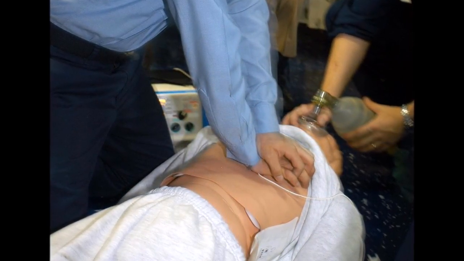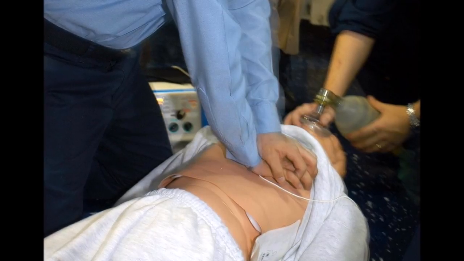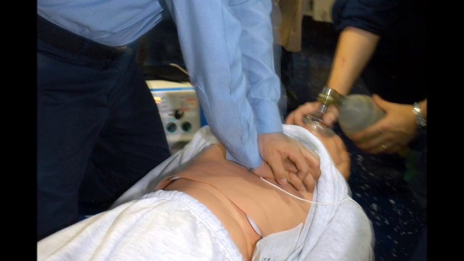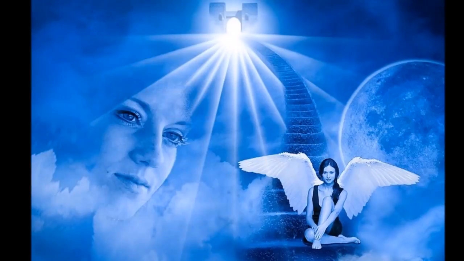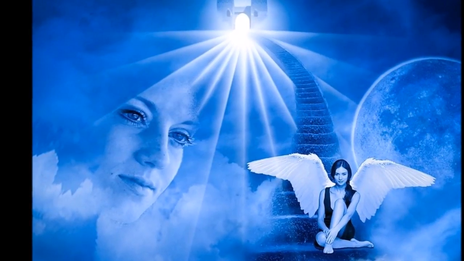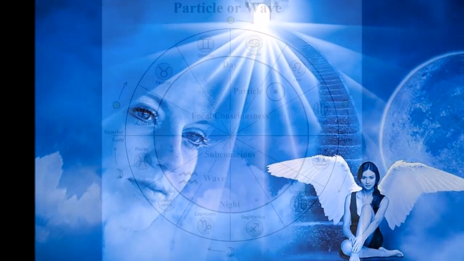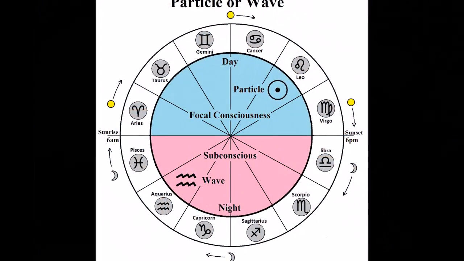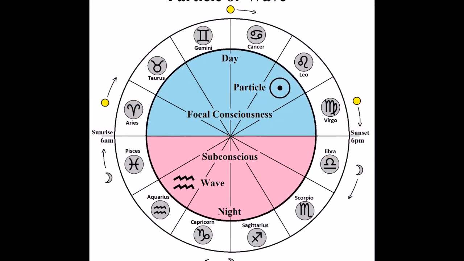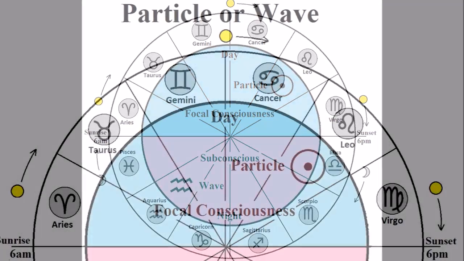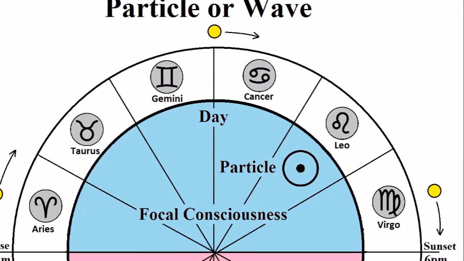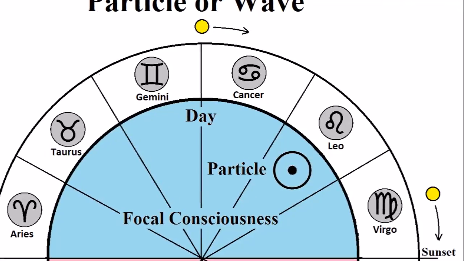How can this woman see and hear all that was going on around her when her heart had stopped and she was unconscious? If the consciousness is not in the physical, it will occupy the wave or light body, and vice versa. The interesting thing to note here is the correlation between Jung's experiment, the focal and subconscious, and the day-night polarities of the zodiac.